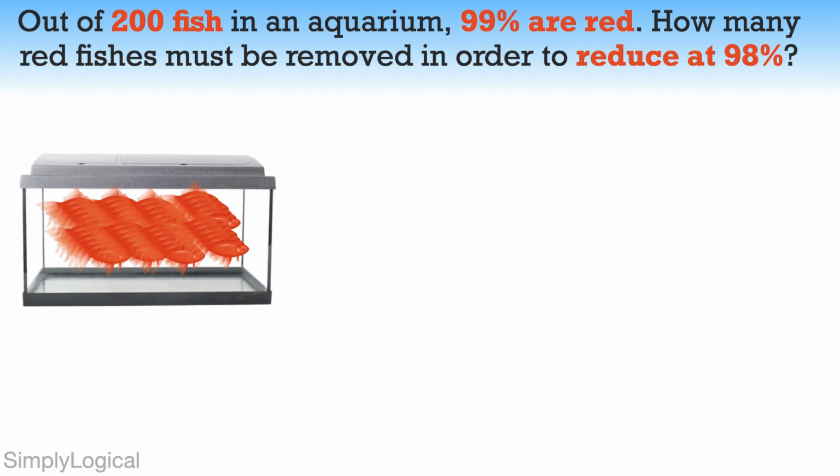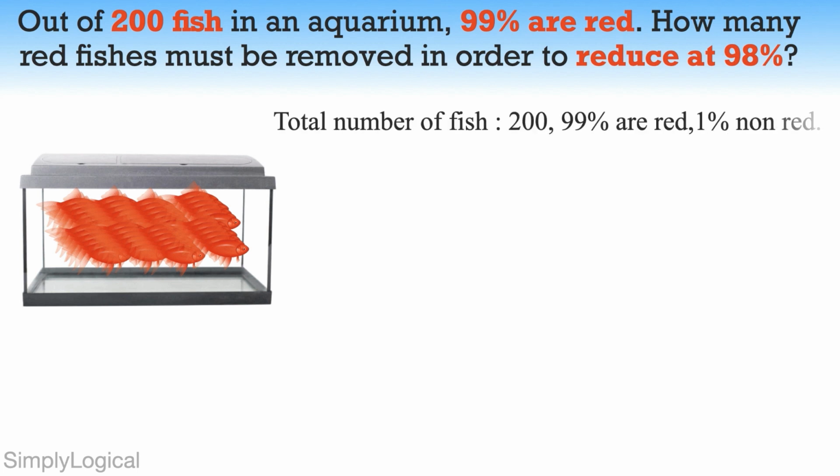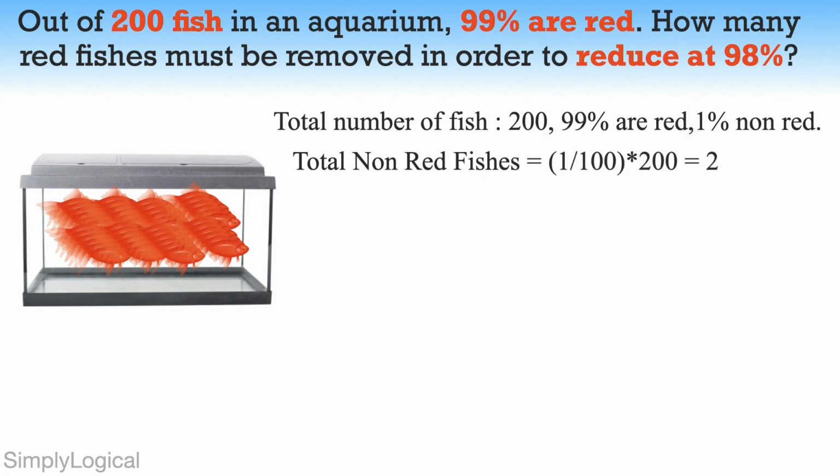Let me explain the solution now. Initially, we know that the total number of fish given is 200 and 99% are red, 1% non-red. Since only red fish must be removed, indirectly the question says that the number of non-red fish must be constant. As per the question, initially 1% of fish are non-red, that is 1 over 100 multiplied by 200, which is equal to 2. Currently, the percentage of red fish is 99% in the aquarium full of 200 fish. So total red fish is equal to 198 and non-red fish equals 2.